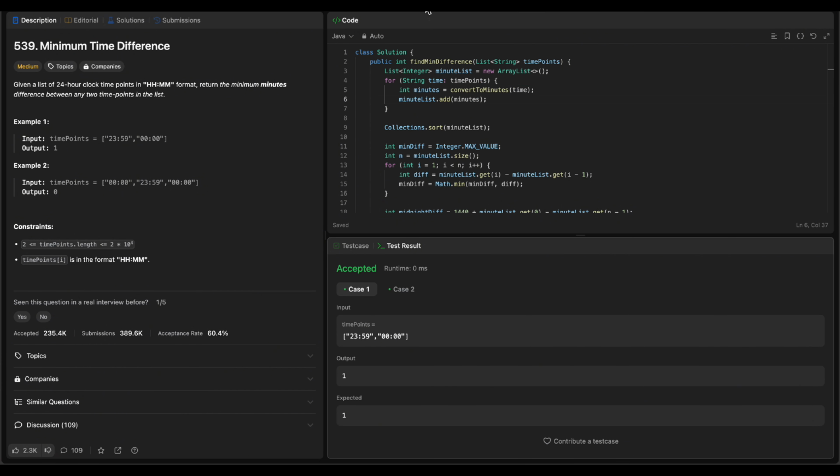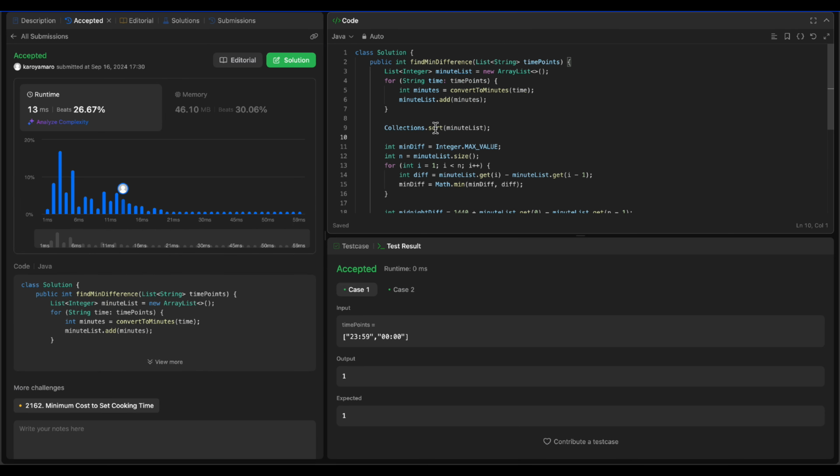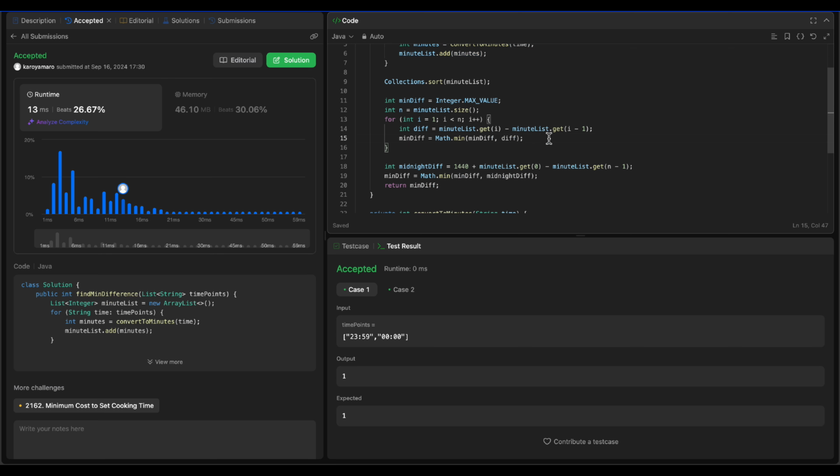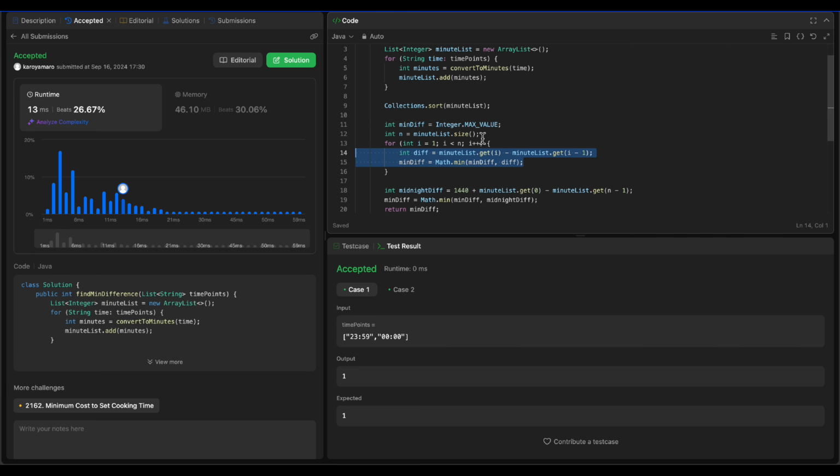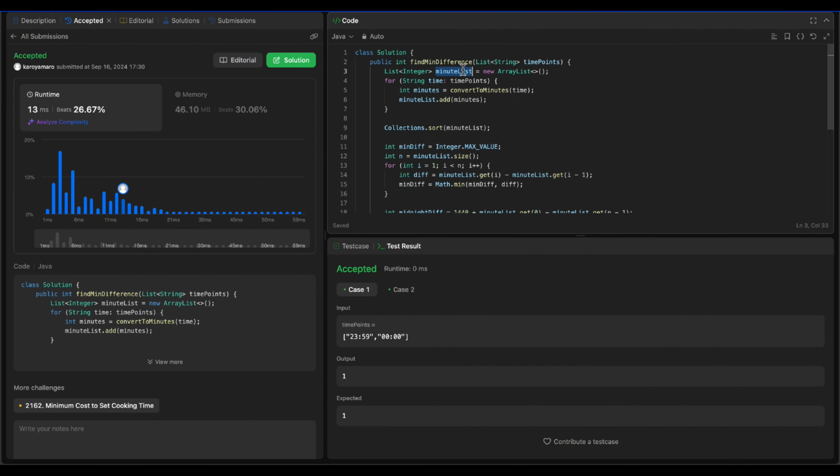Let's submit this. Cool. In terms of time complexity, it will be O of n log n, mainly coming from this sort method. And when we convert the time points from string format to integer minutes, that takes O of n time. And calculating the minimum difference from the minute list also takes O of n time. So overall the time complexity is O of n log n. And in terms of space complexity, it will be O of n because we are using this minute list to store all the integer minutes.